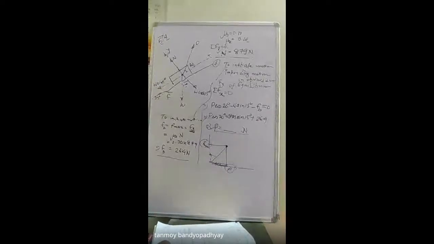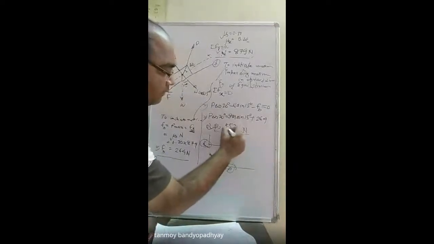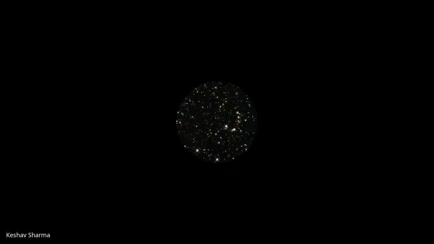So let me check, what I have got is 552.7, short of 553 Newton. Just do it at your home, whatever value you are getting, that's correct. ঠিক আছে? Okay, so I am moving to C part.